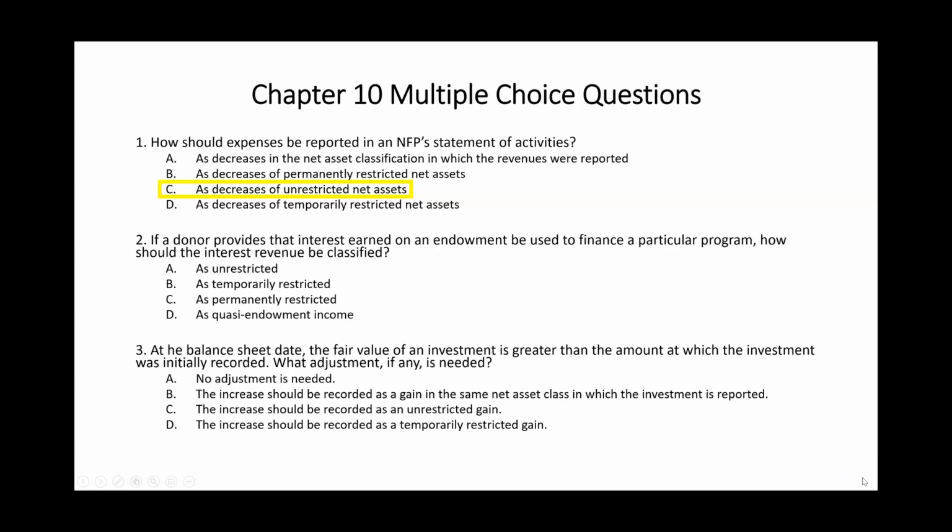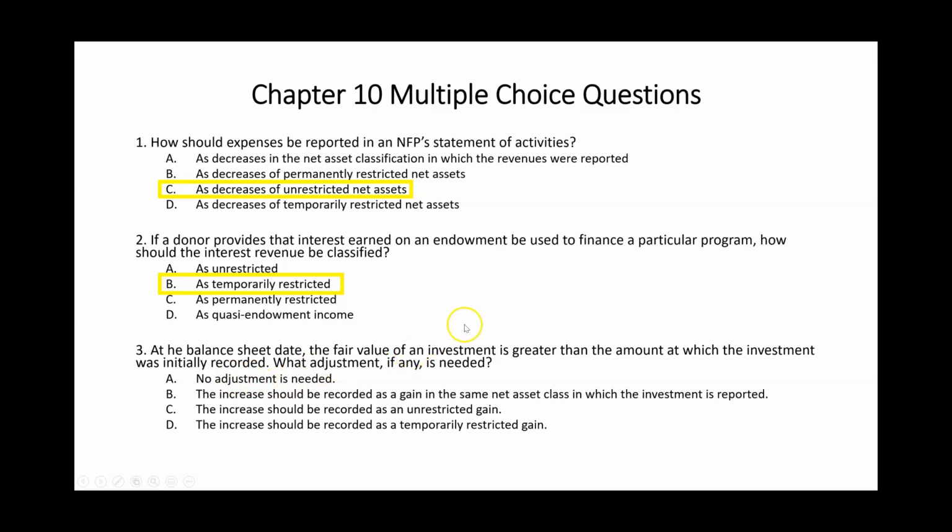Number 2, if a donor provides that interest earned on an endowment be used to finance a particular program, how should the interest revenue be classified? Well, it's not unrestricted because they've placed a restriction on that, right? So it's got to be temporarily restricted. It's not permanently restricted. The endowment, the corpus, the principal, is permanently restricted, but the interest isn't. Although they do say the interest has to be used for a specific purpose. So it's got to be temporarily restricted.